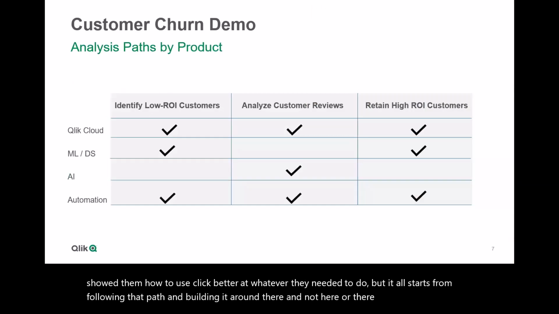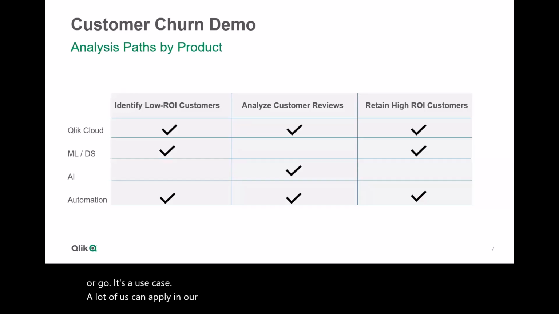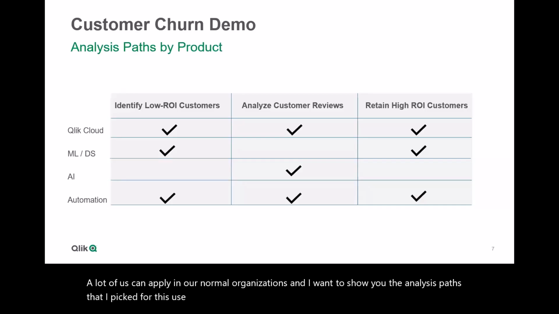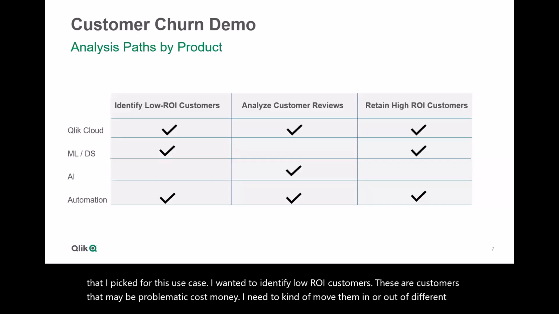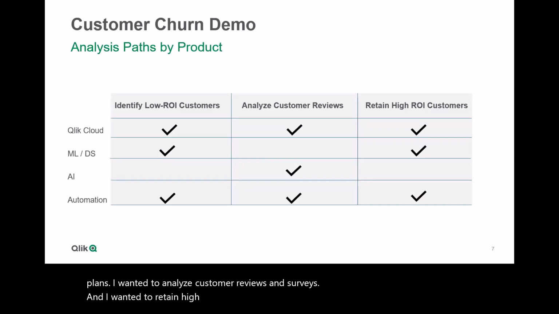So for this demo, we're going to focus on customer churn. As Mike mentioned, it's whether a customer will stay or go. It's a use case a lot of us can apply in our normal organizations. And I want to show you the analysis paths that I picked for this use case. I wanted to identify low ROI customers. These are customers that may be problematic, cost money. I need to kind of move them in or out of different plans. I wanted to analyze customer reviews and surveys. And I wanted to retain high ROI customers that I think will be legacy customers and be profitable.